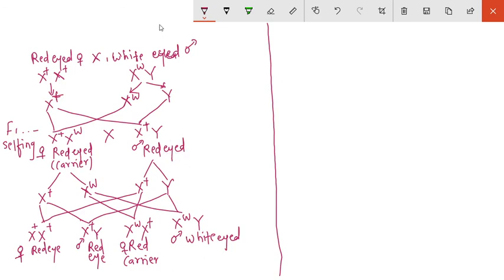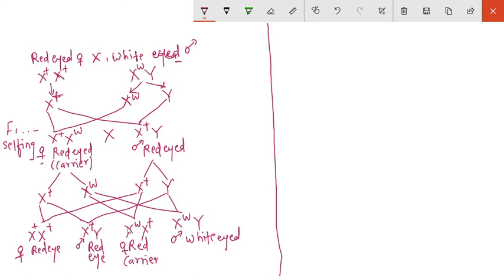So from the white-eyed male, this character is transferred to the female. That means the female, even though she is red-eyed, is a carrier. Then they are allowed to selfing or intercrossing between them.